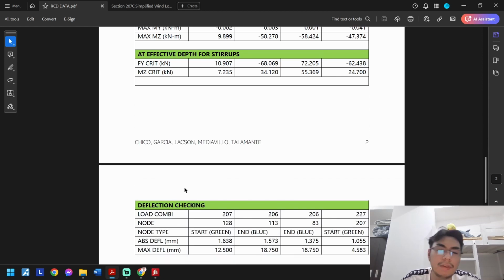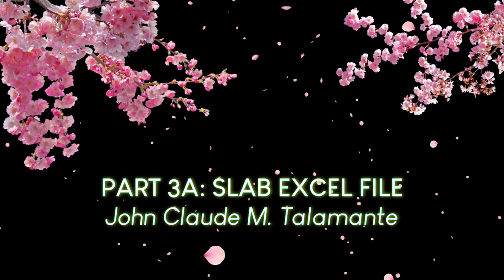Next, here is also the deflection checking for the beams using the WSD. So afterwards, we are ready to do this on the Excel, which will be presented by my co-members. Thank you.